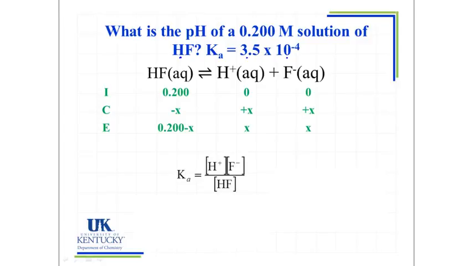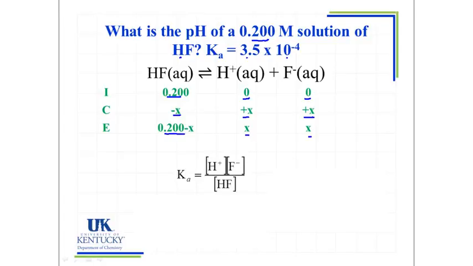I set up my ICE table, remember initial, change, and equilibrium. I know my initial concentration of HF is 0.200 molar because that's what was given in the problem. I know my initial concentrations of H+ and F- are 0 because we haven't had any dissociation occur initially. Then I look at my change row. I'm going to lose some amount of HF, and I'm going to gain the same amount of H+ and F- because of the coefficients. It's all a 1 to 1 to 1 ratio. And then I see that for my equilibrium row, I have 0.20 minus X, X, and X.